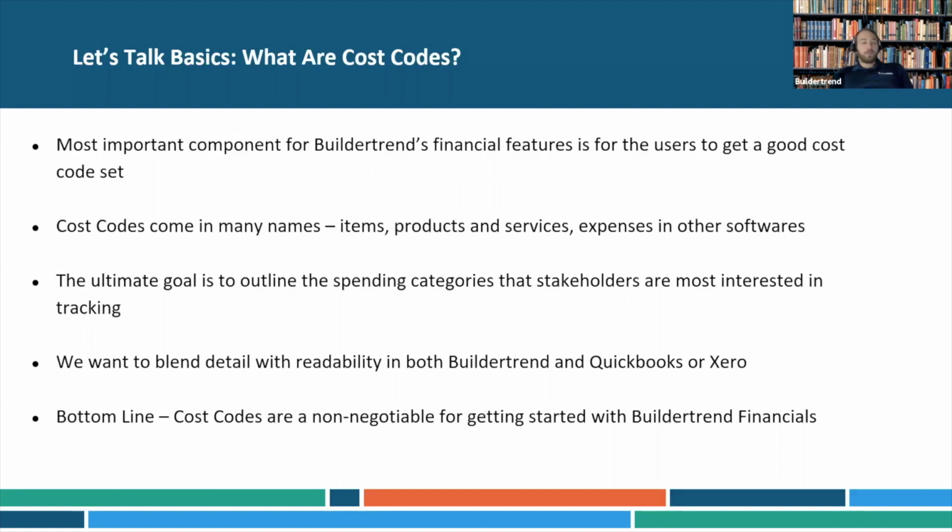So what are cost codes is kind of the main thing, and they have a lot of different names. Some companies refer to them as service items. QuickBooks calls them products and services or items. Other people call them expenses. At the end of the day, it's the categories of budgetary items that you want to track and make sure that you are ultimately able to tell if you overspent or underspent within your job. So, it's like a category. Yeah, exactly.